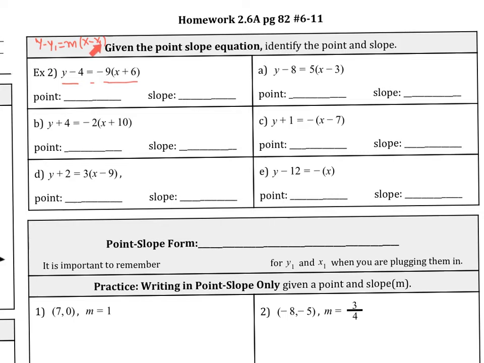Remember, if there is a negative sign in the formula, our point would be x1, y1 with the sign changed. If there is a positive sign, then we are going to list this point as negative 6 comma, and y1 is 4, so negative 6 comma 4. The slope m is in front, that is negative 9. So you can also look at this problem like that: y minus 4 equals negative 9 times x minus negative 6.